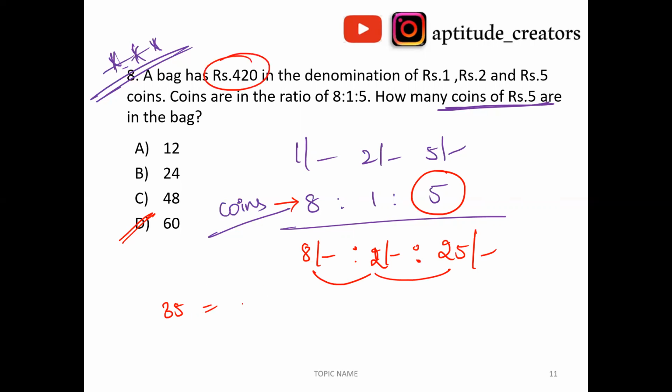Total how many rupees I have? 420. 35 parts is equal to 420. What is the question he is asking? Number of 5 rupees coins. 5 parts is equal to how much? 5 into 7, 35. Now 420 divided by 7 is giving the result as 60. Answer is option B, 60.